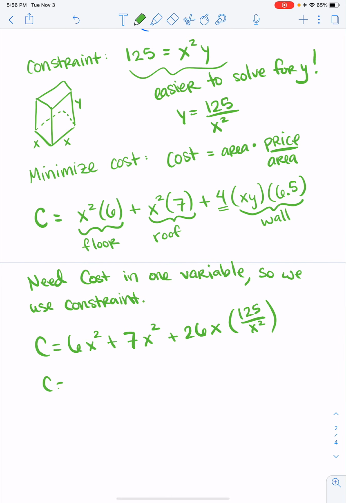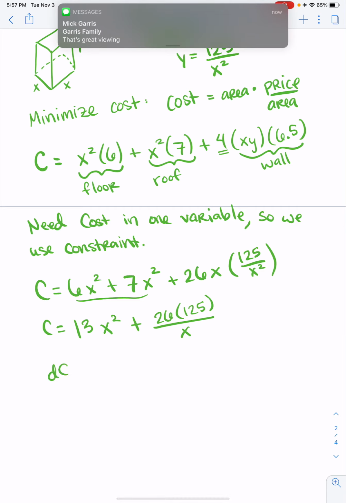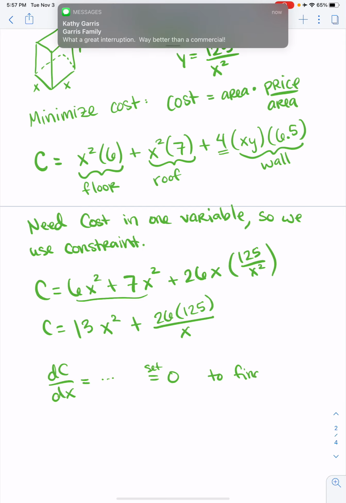So if we rewrite this, I can put these two together since they're both multiplying x squared. So we have 13x squared plus 26 times 125, whatever that is, then we have x divided by x squared, so that leaves a single x in the denominator. Now it's very similar to the problem we just did in number 3. So you're going to find dC/dx equals blah, blah, blah. You just have a couple of power rules. Then you're going to set it equal to 0 to find the minimum.